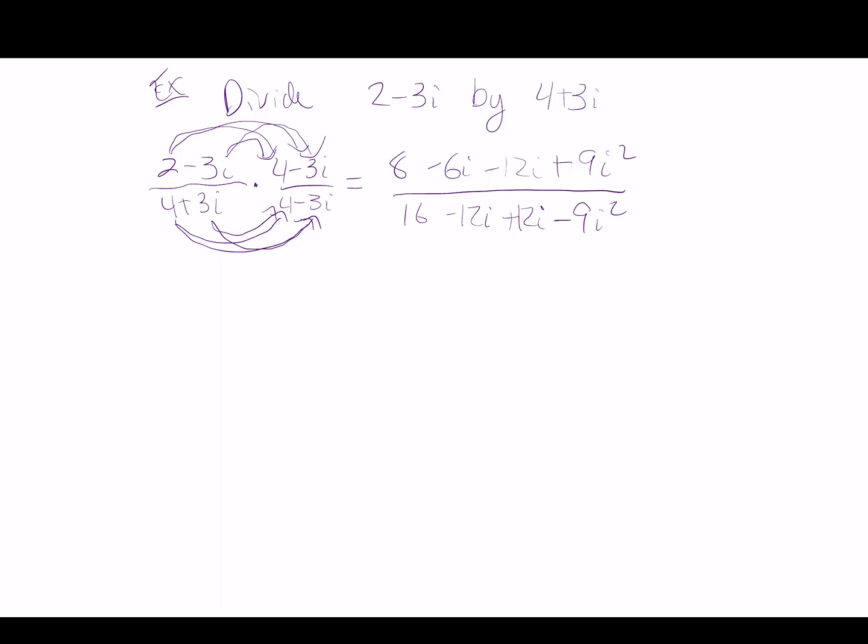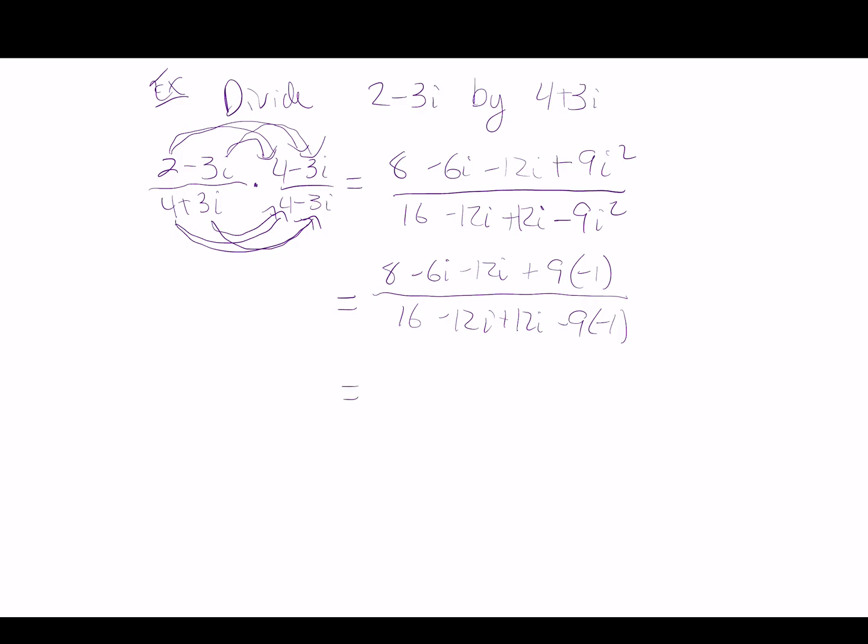Okay, so in the numerator we get 8 minus 6i minus 12i plus 9i squared times negative 1. That's what i squared means. In the bottom we get 16 minus 12i plus 12i minus 9i squared times negative 1. Okay, we can simplify a little further.